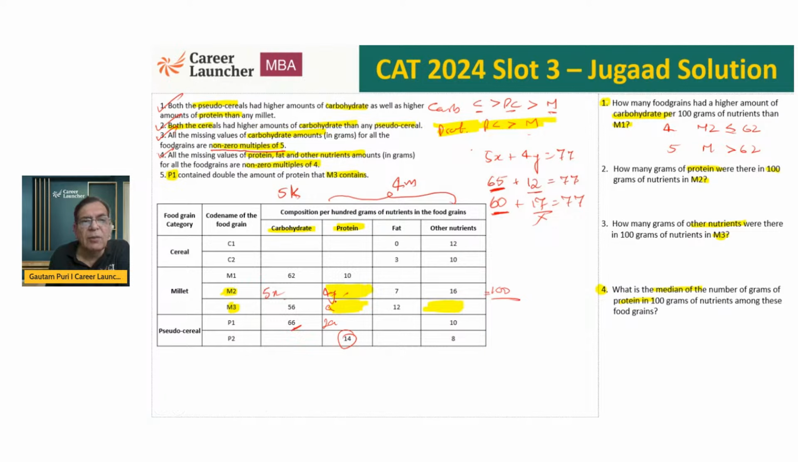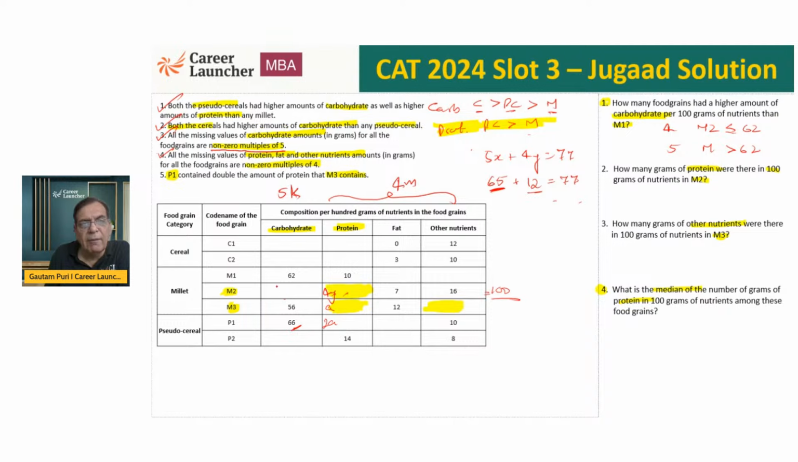4y has to be less than 14 because M2 is a millet. The amount of protein should be less than that of pseudo cereal. This pseudo cereal P2 is 14, so this cannot be more than 14. That means this case goes out. Now, if 60 becomes 55, this will become 22. This will become even bigger. It will be still more than 14. So there's no way you can get any other case. So the only case which is possible out here is 65.